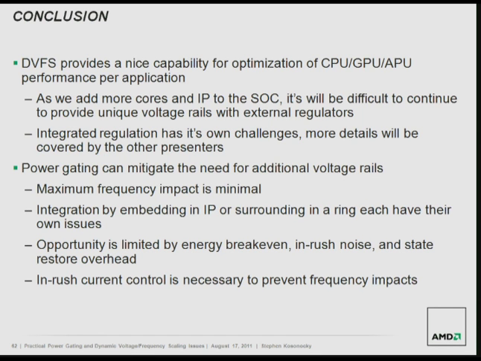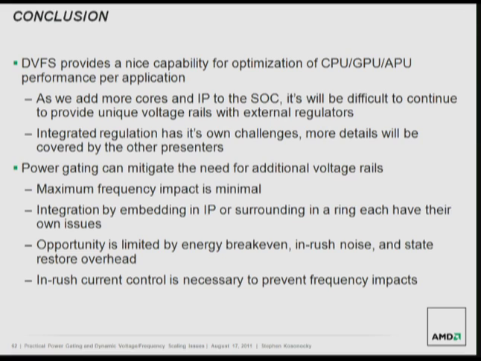So, conclusion. Overall, DVFS really provides a nice capability for optimization of the CPU, GPU, or APU performance per application. As we add more cores to the IP and SoC, it will become more difficult to do that. We can use power gating as one way, as we do now, where we have a set of cores on a common voltage that we move up and down, and then we power gate these individually. That works. At some point, you may want to look at an integrated regulation scheme. That could be another effective way of tackling the problem. There are still a lot of open issues around that.